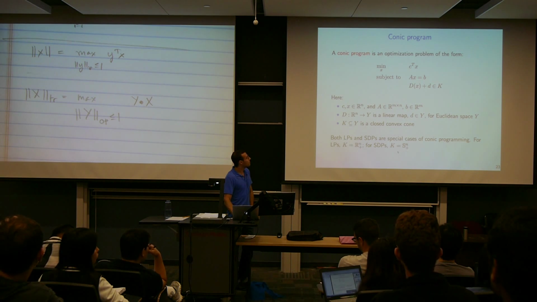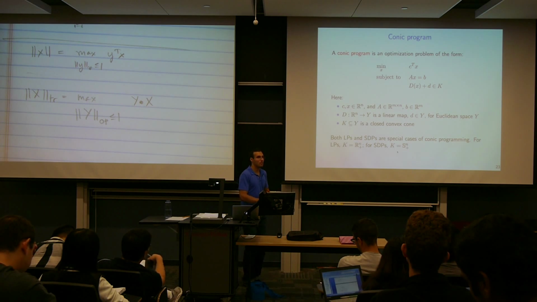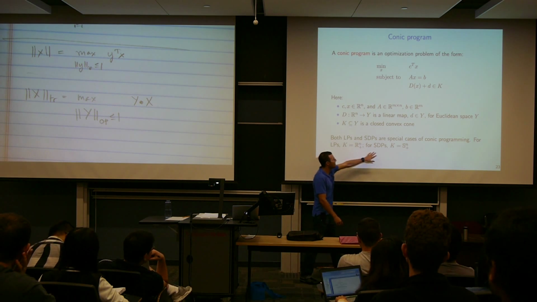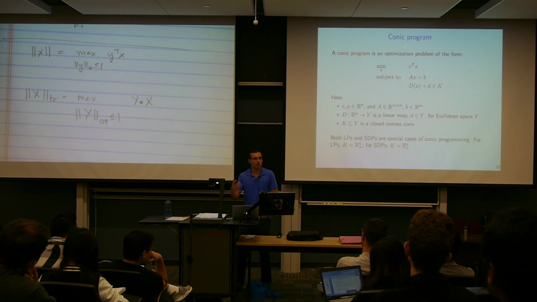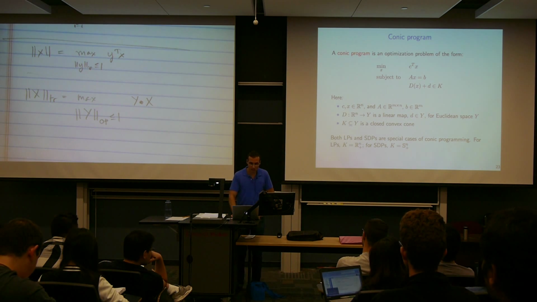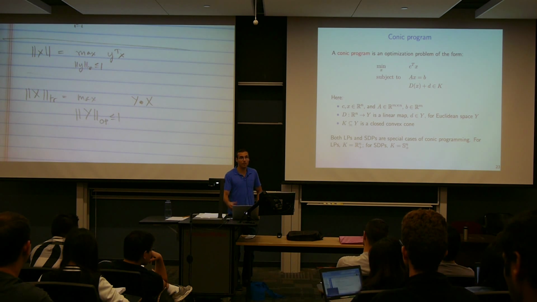So cone problems are more general than SDPs and LPs because we saw we could recover SDPs and LPs just with two different choices of cones. And they can get much more glorious or terrifying, depending on your perspective, as you choose different kinds of funky cones.